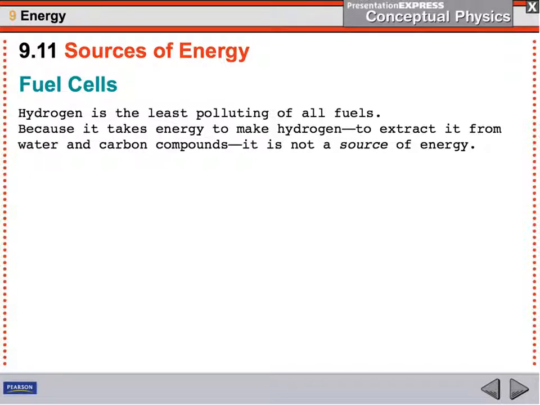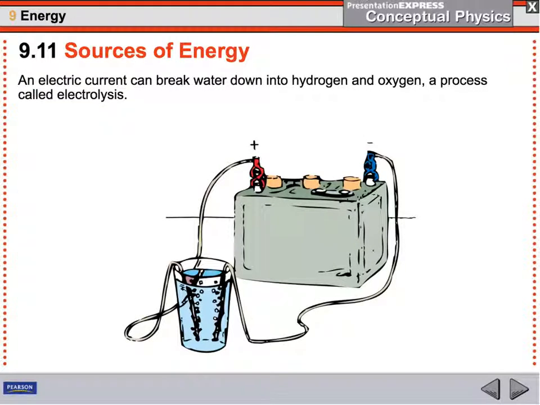Fuel cells. Hydrogen is the least polluting of all fuels, but it takes energy to make hydrogen. Extracting it from water and carbon compounds is not a source of energy. It's very hard to use hydrogen as a fuel source. An electric current can break water down into hydrogen and oxygen, a process called electrolysis. Basically, you break these down to use their parts.